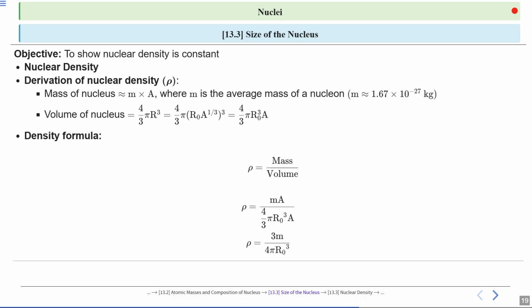So finally, after cancelling A from both numerator and denominator, we get rho equals 3 times m divided by 4 times pi times R naught cubed. This shows that nuclear density depends only on constants, the mass of a nucleon and the constant R naught. So nuclear density is the same for all nuclei, no matter how big or small.